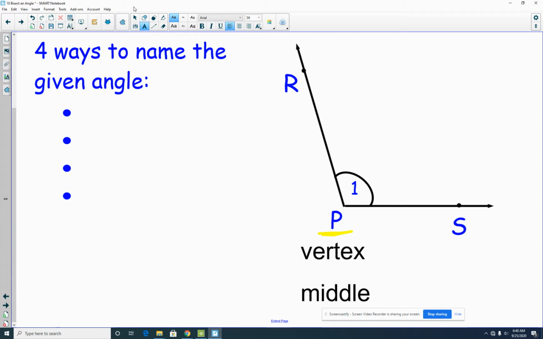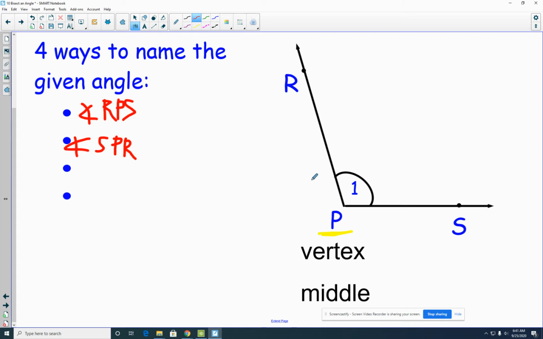So I can name this angle RPS. So we have angle RPS. Okay, so that's one way to name this angle. Now we could also do this using the other letter S first, so SPR. So angle SPR. Okay, so that's using 3 letters.